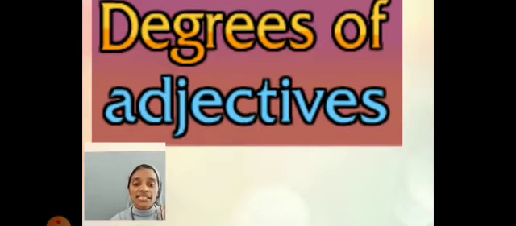Then, she is intelligent. Here we used a pronoun. What is the pronoun of the noun Anu? She. She is intelligent. We describe the pronoun, that she is intelligent. Intelligent is the adjective here.